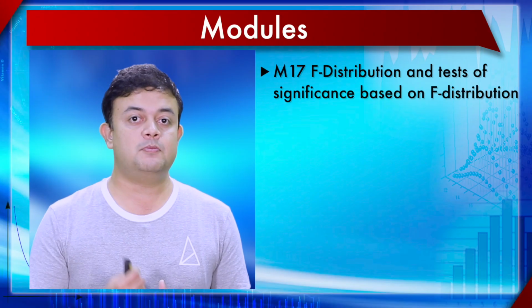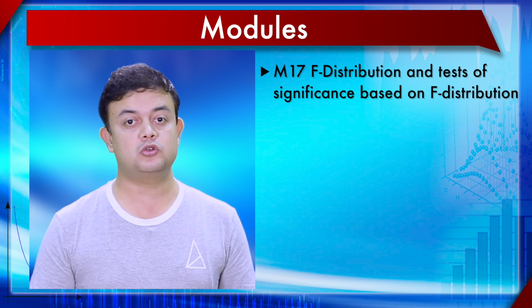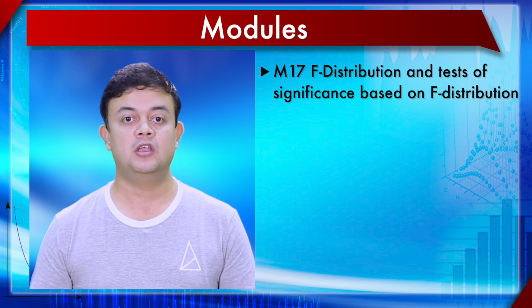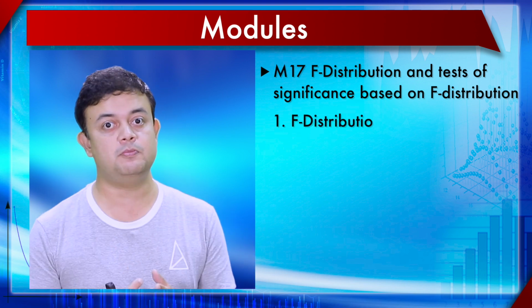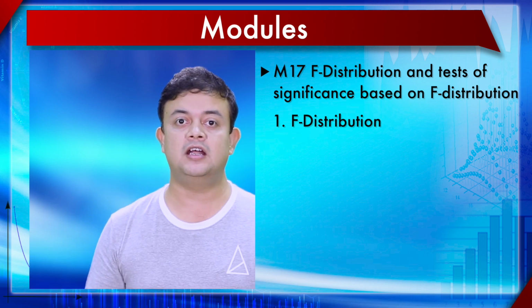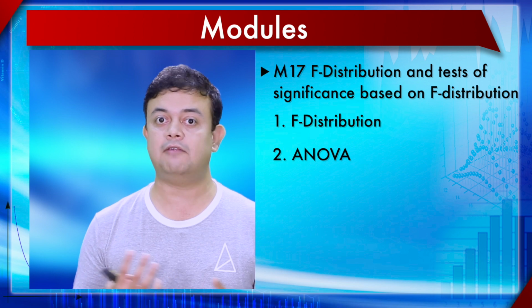Then we discussed module 17, in which we learned about F distribution and the test of significance based on the F distribution, the Fisher distribution. So we learned first about the F distribution and the history behind it. Then in the same module, we learned about ANOVA, that is most important, the F test using the F distribution.